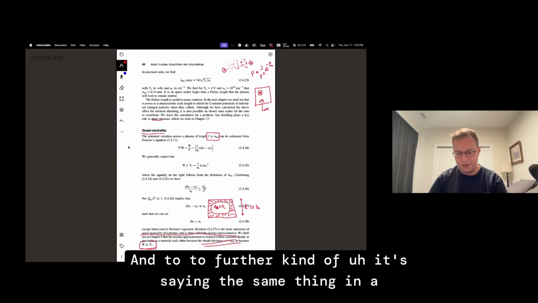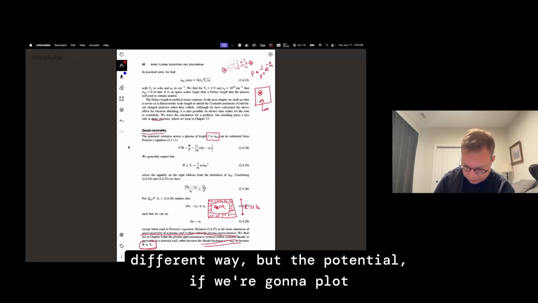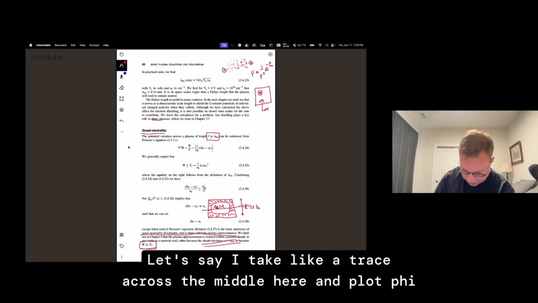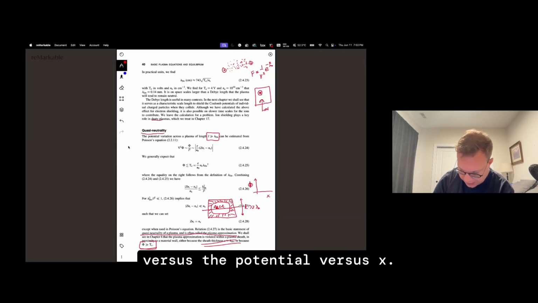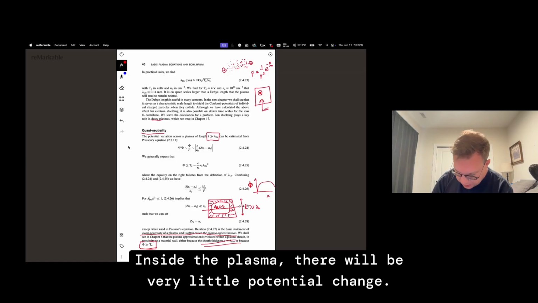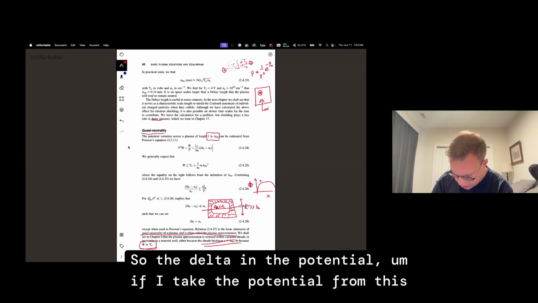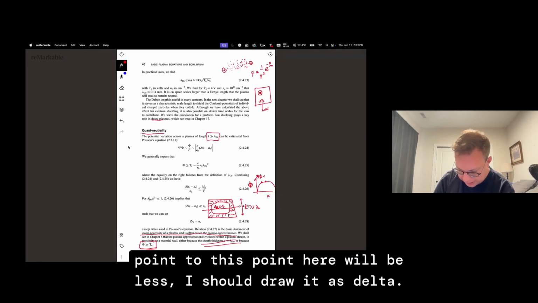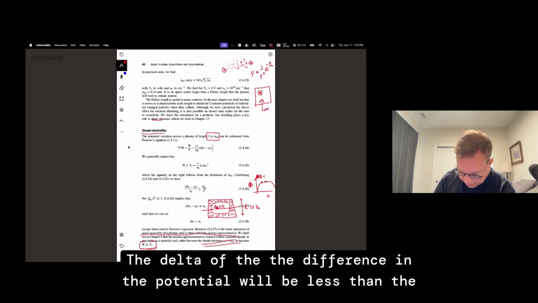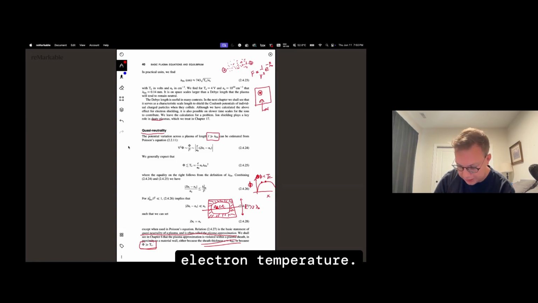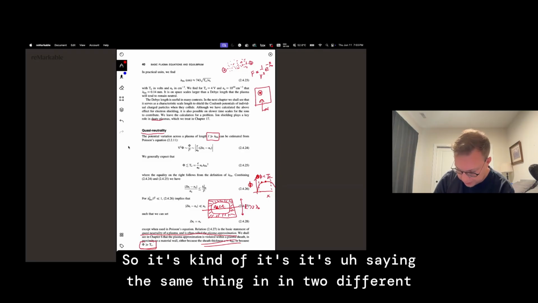And it's saying the same thing in a different way, but for the potential, if I take a trace across the middle here and plot the potential phi versus x, inside the plasma there will be very little potential change. So the delta in the potential, if I take the potential from this point to this point here, I should draw it as delta, the difference in potential will be less than the electron temperature inside the main plasma. So it's saying the same thing in two different ways.